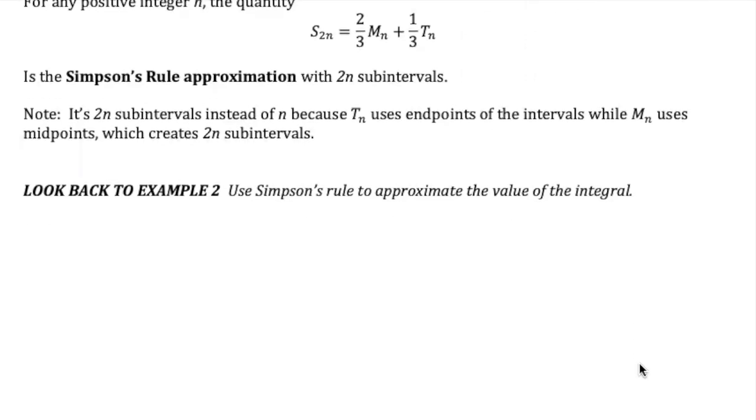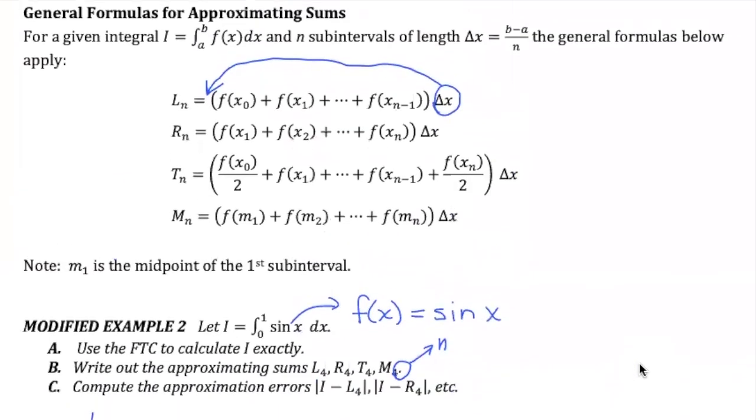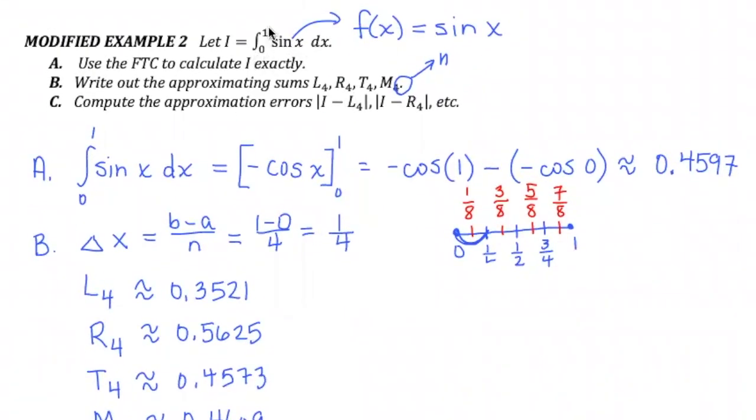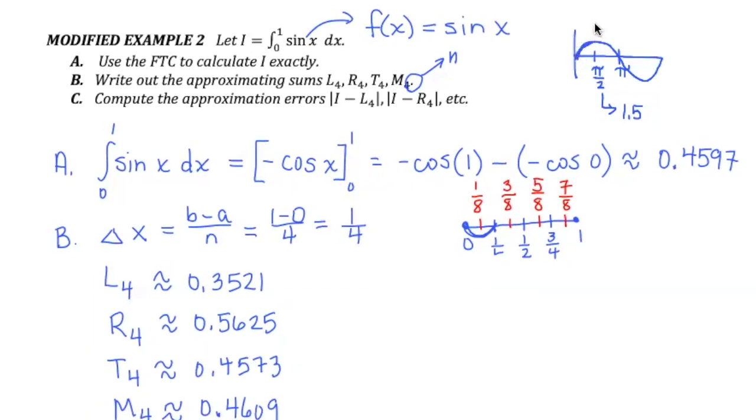So let's look back to example 2. We're going to use Simpson's rule to approximate the value of our integral. So going back to example 2. From 0 to 1, let's think about what the graph of sine looks like. Okay, that's what your sine wave does. Now, pi over 2 is the same as like 1.5 radians. It's 3.14 divided by 2. So we know that this integral that we're trying to approximate is increasing and it's concave down.